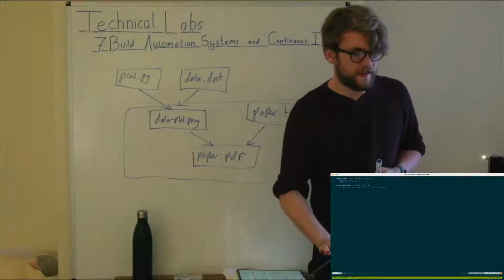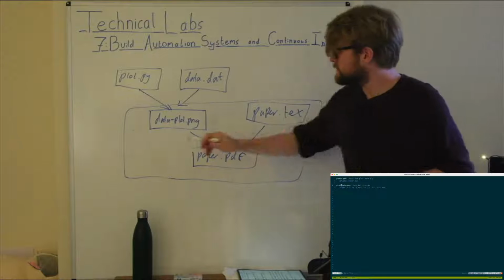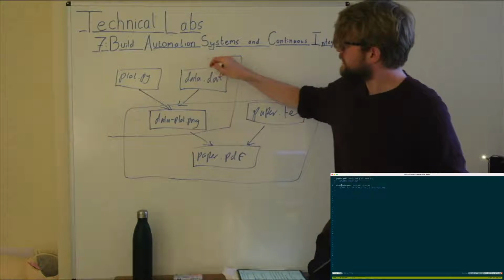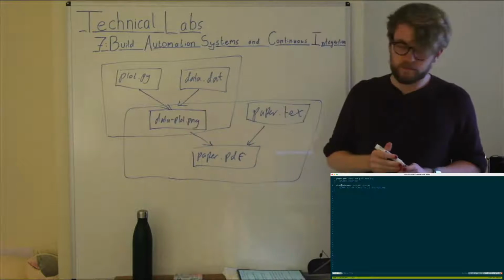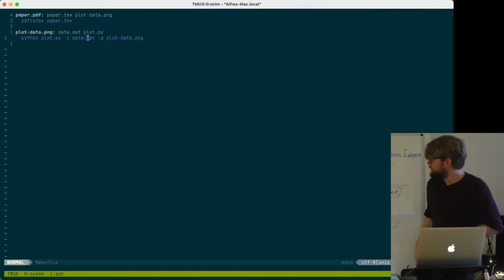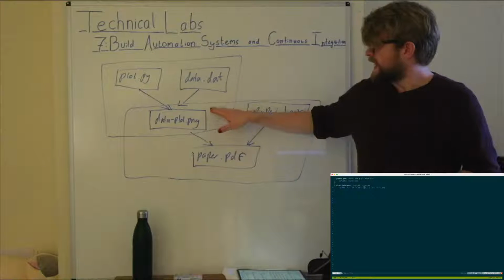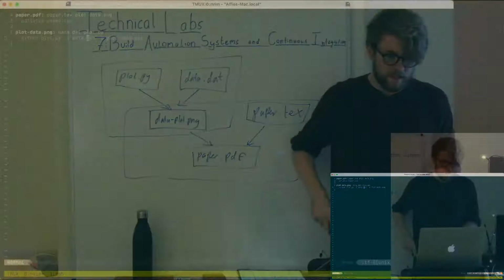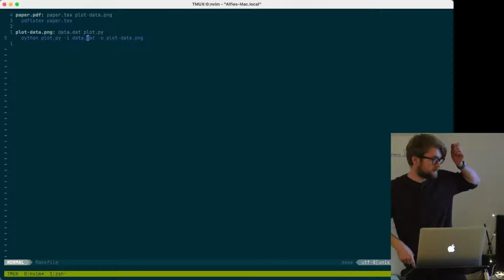And then this next line is saying to make plotdata.png, take data.dat and plot.py and run the Python code with some flags. That's how we make dataplot.png. Does that answer your question? Okay, cool. So this is how a makefile looks.